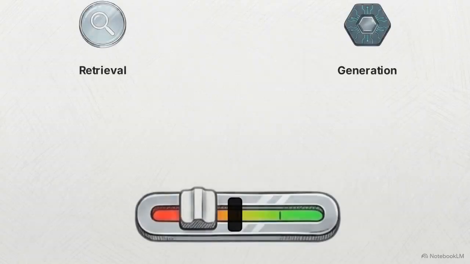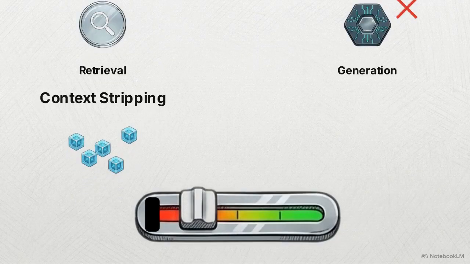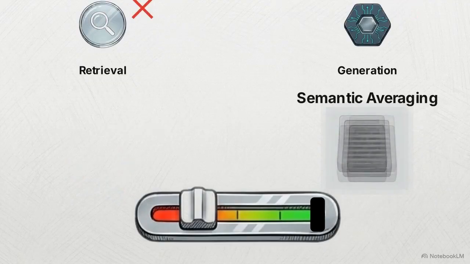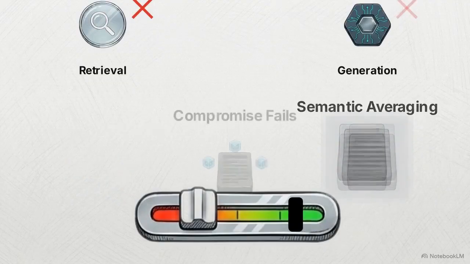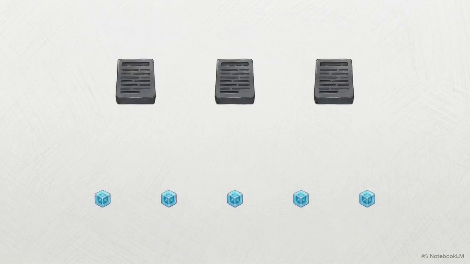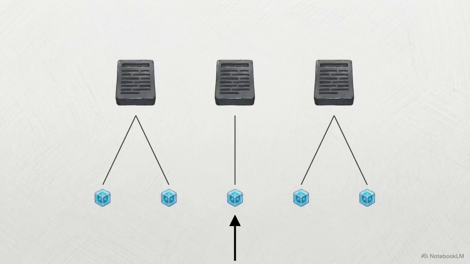This horizontal slider tracks the failure modes of flat RAG pipelines. Pushing too far left results in context stripping. Swinging too far right leads to semantic averaging. On a flat architecture, finding a perfect middle ground is mathematically impossible because the physics of vectors and language models are in direct opposition. Escaping this compromise requires decoupling the architecture entirely.